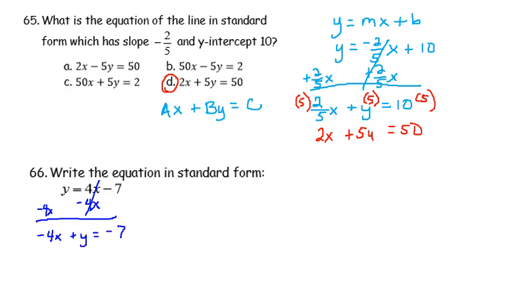Now, remember, standard form means that your x cannot be negative. So to get rid of that negative x, I need to multiply or divide everything by -1. So if I multiply this one by -1, -1, and -1, our final answer here is a positive 4x minus y equals a positive 7. So there it is in standard form.